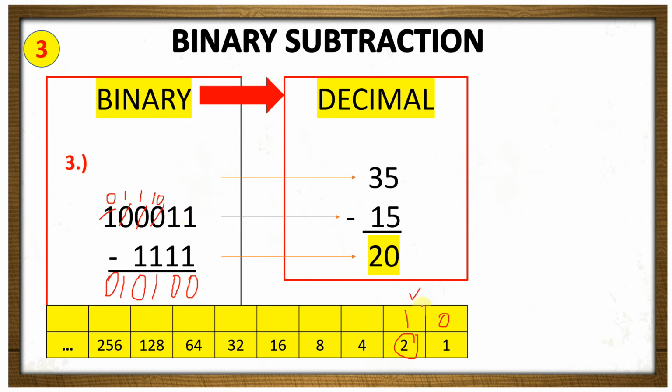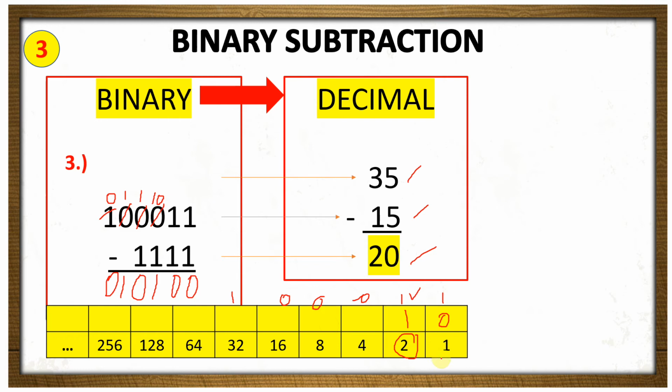This is 1 1 1 1 and then 3 zeros and 1. So meaning count 32 plus this one on 2 is 34 plus 1 is 35. So meaning this is the equivalent 35. So all 1s is actually 15. 8 plus 4 plus 2 plus 1 is 15. So you subtract 35 minus 15, that is 20. So you check if this is 20, the answer.